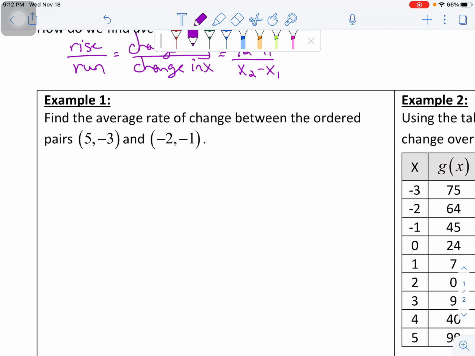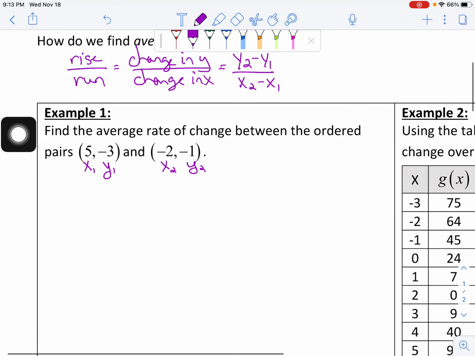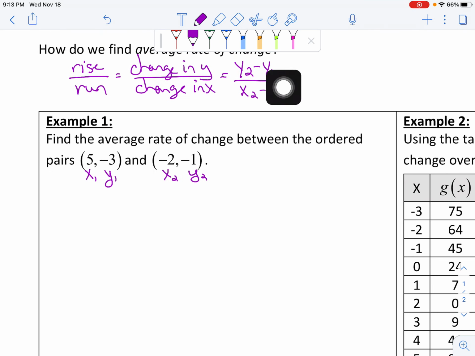So, example number 1, find the average rate of change between the ordered pairs (5, -3) and (-2, -1). We're given two ordered pairs here. This is going to be your x1, y1. This is going to be x2, y2. Why am I calling them y1 and y2 and x1 and x2? Simply because this ordered pair came first, this ordered pair came next. You can absolutely flip these around. It will not matter.